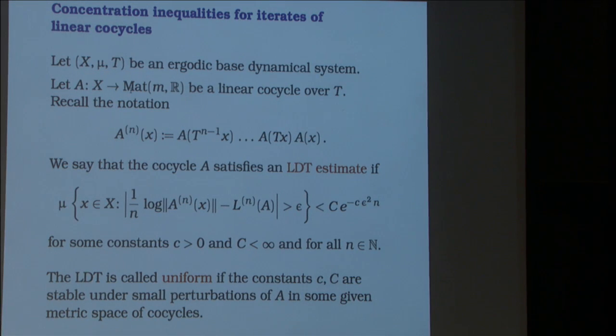The setting is that of SL2R valued cocycles, and it's an easy extension to GL2R. And the measure that we put on here is a sum of point masses. And it's fixed. Right, so there's no irreducibility required. No.